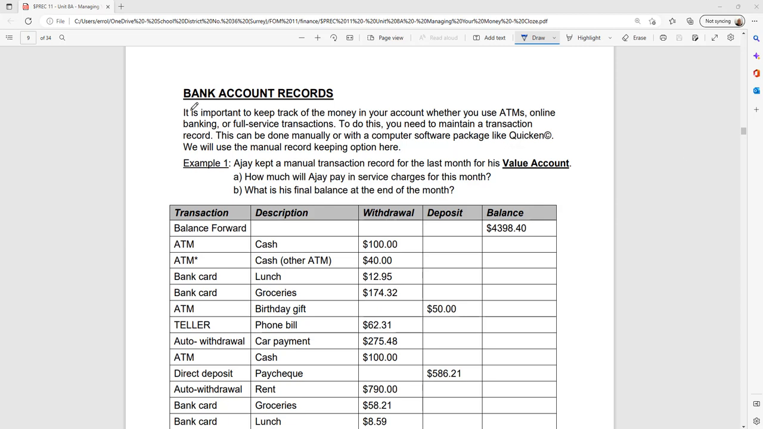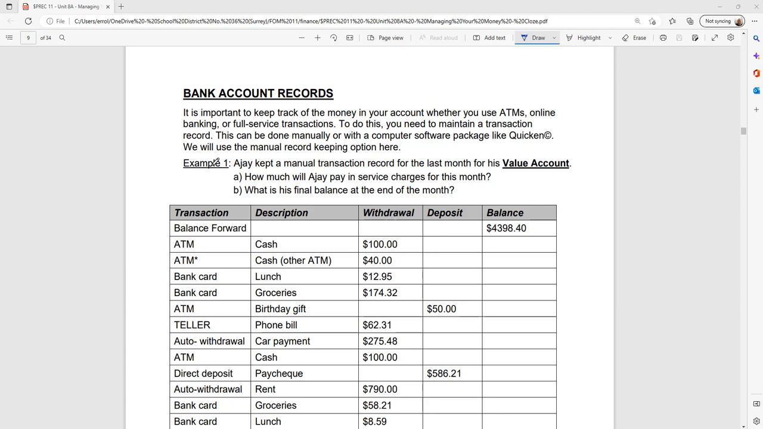So, bank account records. It's important to keep track of the money in your account, whether you use ATMs, online banking, or full service transactions. To do this, you need to maintain a transaction record. This can be done manually or with a computer software package like Quicken. We will use the manual recording option here.